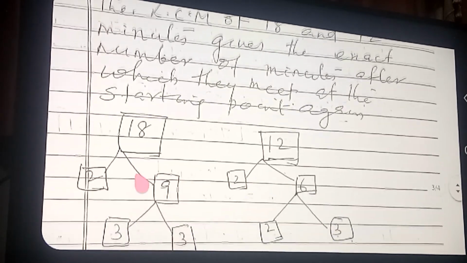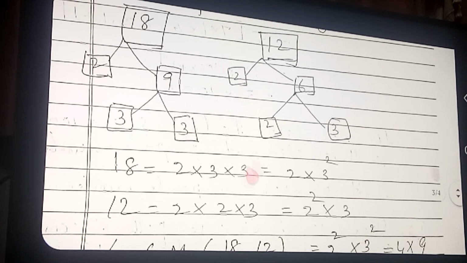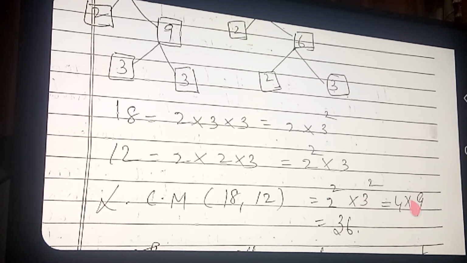So the LCM of 18 and 12: you already know, I have written the factors of 18 and the factors of 12. So what is your answer? What is the LCM of 18 and 12? Take the factors with the highest index. The factors 2 and 3 are common. Among these, the 2 factor with the highest index, and here also the 3 factor with the highest index. So 2 square is 4 and 3 square is 9. So 4 into 9 is 36. That is your answer.